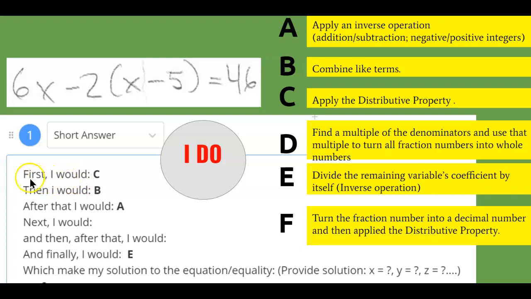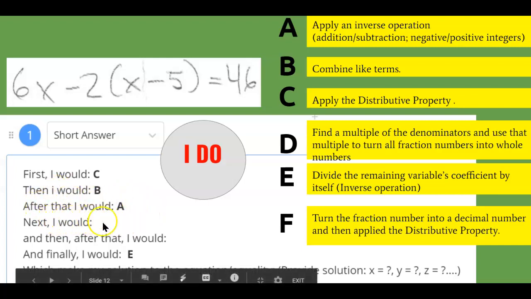So let me write down the sentences I have here. Number one, first I would, colon, and whatever it would be. Next sentence, then I would, colon, whatever that would be there. After that, I would, colon, let me put the letter. Next, I would, colon. And notice how this is blank. So for every challenge that you do, you may not use all these sentences. You may only use one or two, or sometimes use three and skip these.